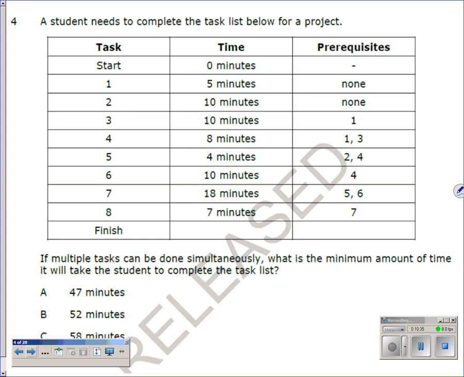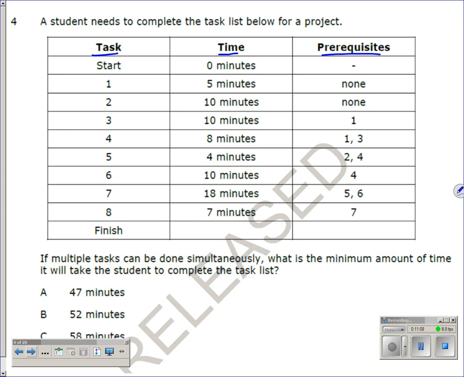All right, how about this one? A student needs to complete the task list below for a project. I'm giving you tasks, the time it takes to complete each, and a prerequisite. I'm asking for the minimum amount of time it will take the student to complete the task list. Project minimum time. What do you think I'm going to have to do here? Draw a graph. Draw that project diagram. It's going to look just like the one in the previous problem, basically.